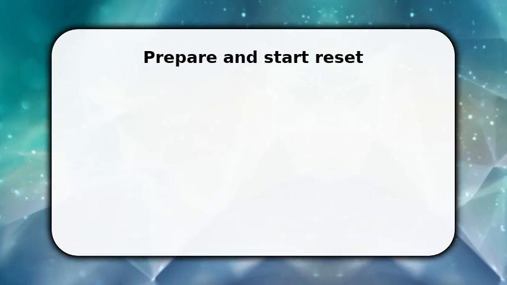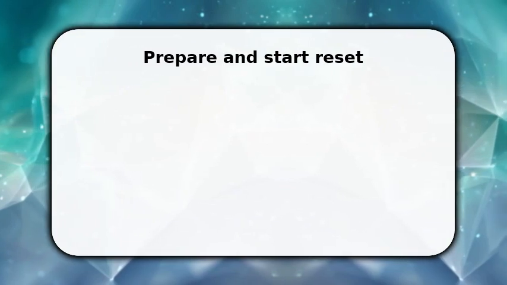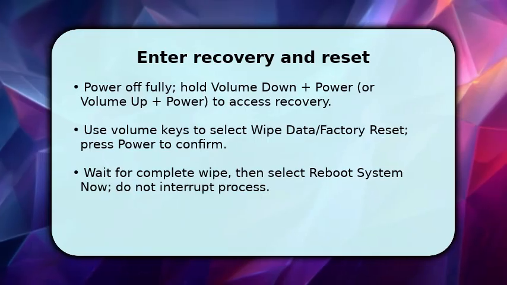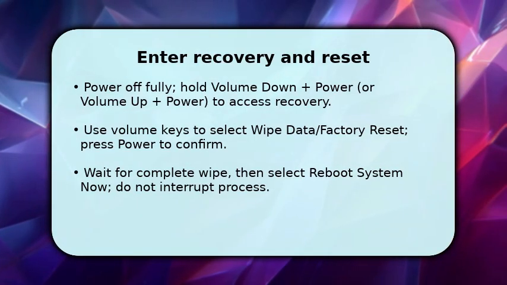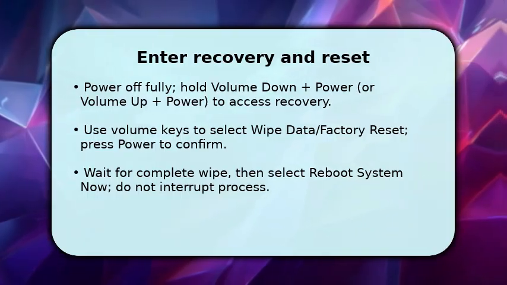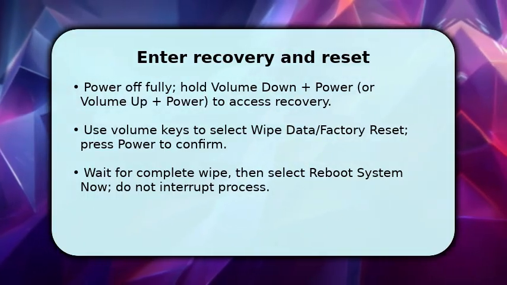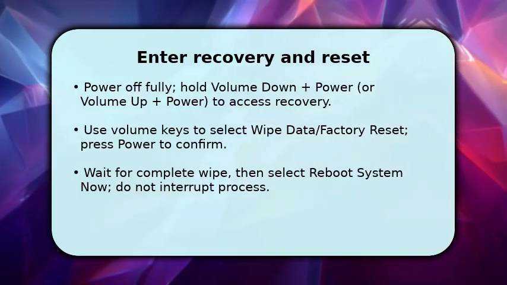Once you understand the data loss risk and FRP possibility, move to recovery mode using the button combination for your Oppo model. You'll now perform the reset step by step. Power the phone off completely, then press the model-specific key combo, typically volume down plus power or volume up plus power, until recovery appears. Use the volume buttons to highlight wipe data or factory reset and press power to confirm.